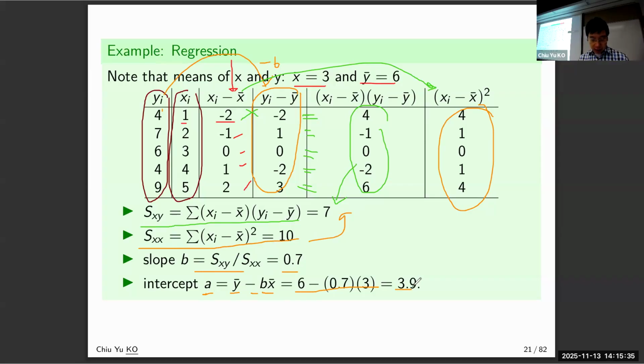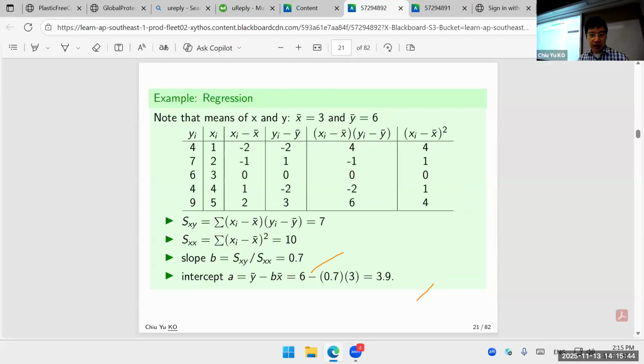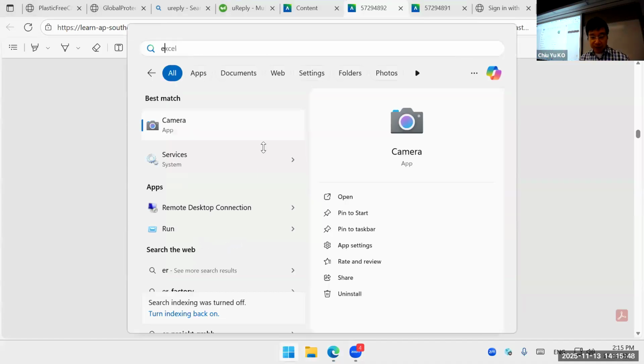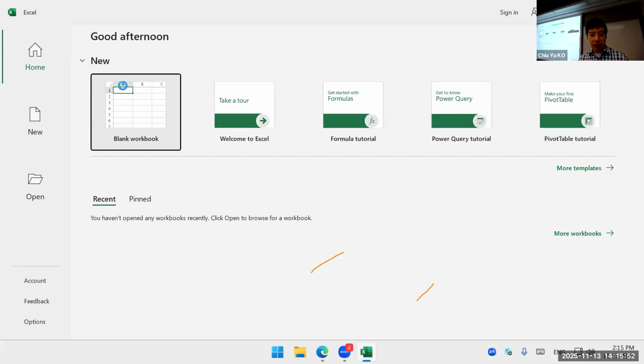I guess with one minute left, I can talk about Excel real quickly. I will just tell you how to calculate this. Please give me a few more minutes, and I will just show you how to do it in Excel.